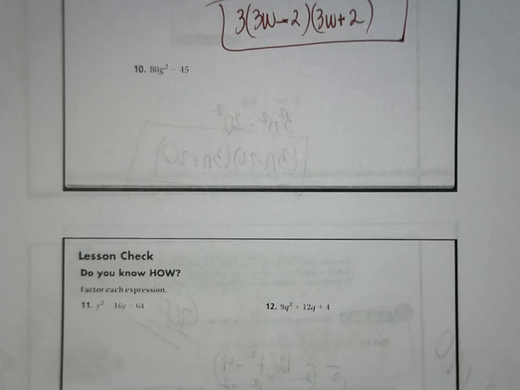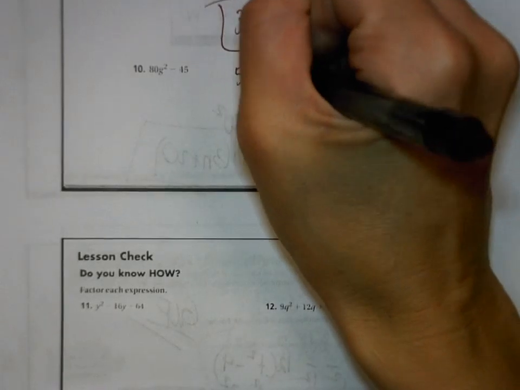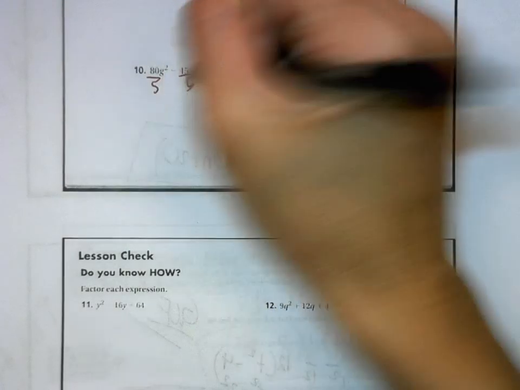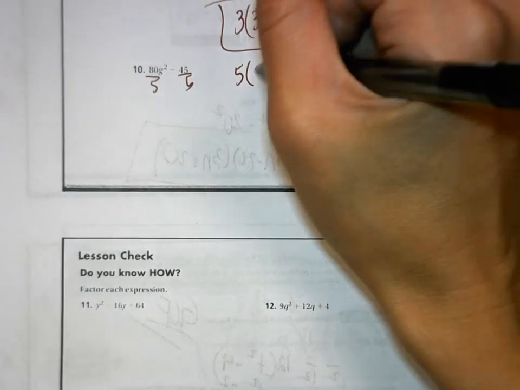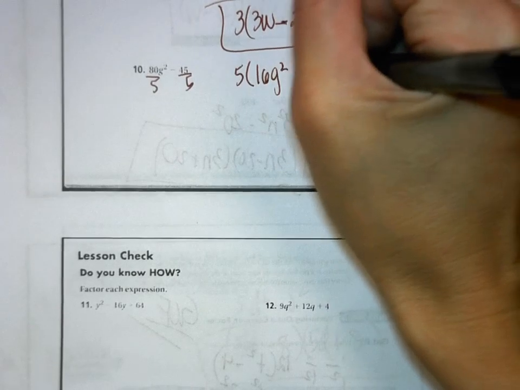Okay, what was the GCF at least? We know it's 5 for sure, right? Because if you have numbers that end in zeros or 5s, we know it's divisible by 5. So we divide these by 5, and what are you left with? 16 squared minus 4.